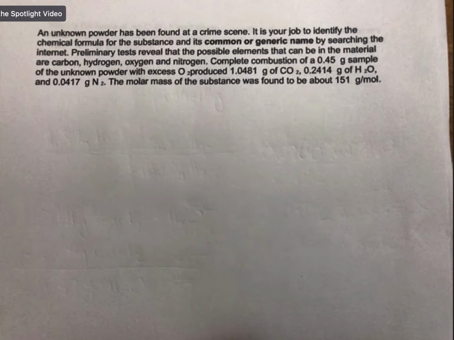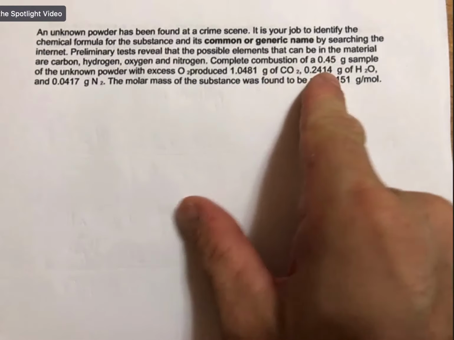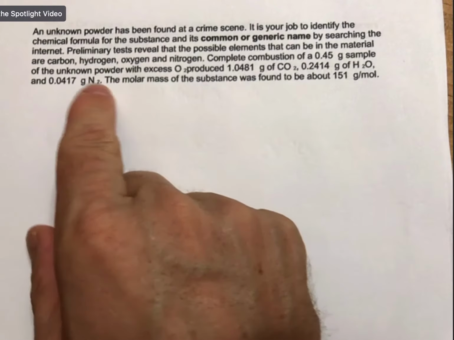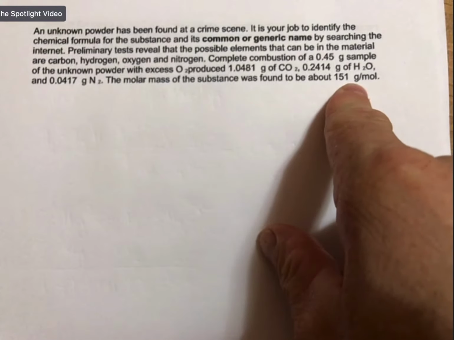Complete combustion of a 0.45 gram sample of the unknown powder with excess oxygen produced some grams of carbon dioxide, some grams of H2O, and some grams of N2 or nitrogen. The molar mass was found to be about 151. Now let's find the process.